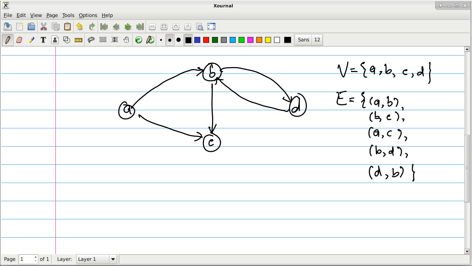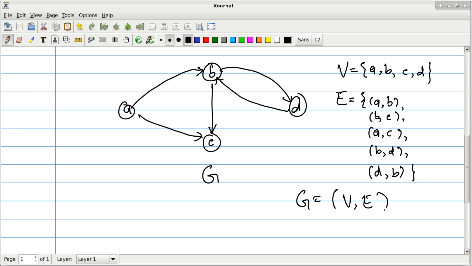Does this remind you of relations? E looks like a relation because it is also a subset of the Cartesian product of V over V. Are we good so far with these concepts? What is a vertex? What is an edge? What is a graph? In this case, if I name this graph G, then G is the two tuple of V and E.